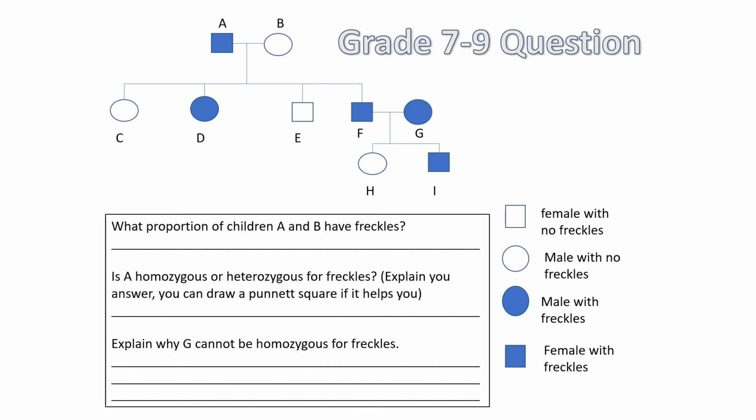This is a grade 7 to 9 question for you. That is a genetic tree. So the information is given for you. Let's pause the video and try to answer this question. What proportion of children A and B have freckles? Is it homozygous or heterozygous for freckles? Explain your answer. You can draw the Punnett square to get help, and explain why G cannot be homozygous for freckles. Let's try it now.